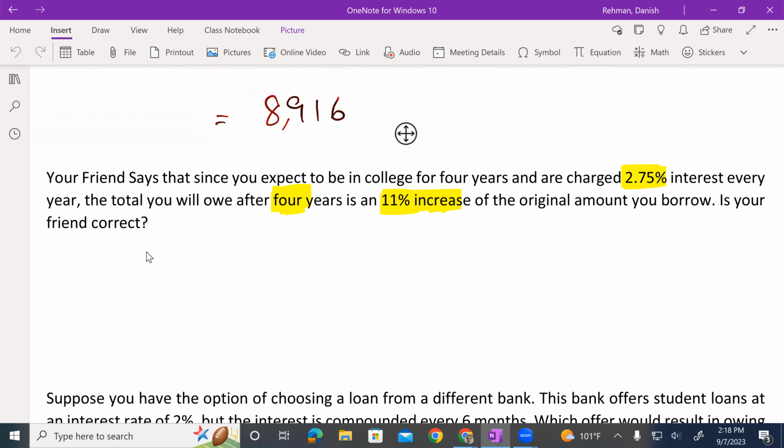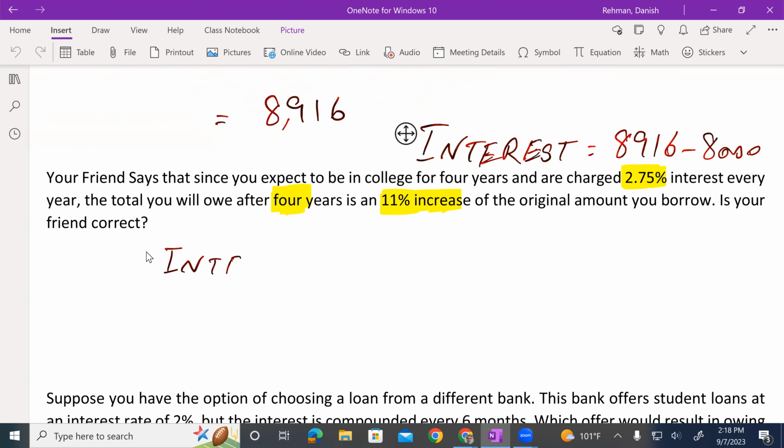What do you think? Is your friend correct? How much was the interest rate? I know that the future value was 8,916. What was the interest rate actually? Sorry, not the rate, the interest amount. How much was the interest amount? To find that out, I will subtract 8,000 from 8,916. And that will give me how much was the interest amount. How much is it? Exactly. So the interest amount is 916.